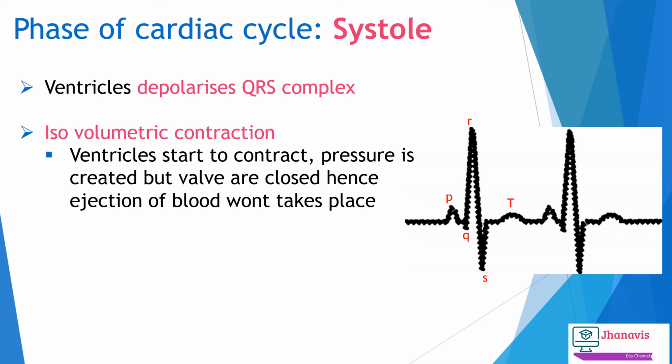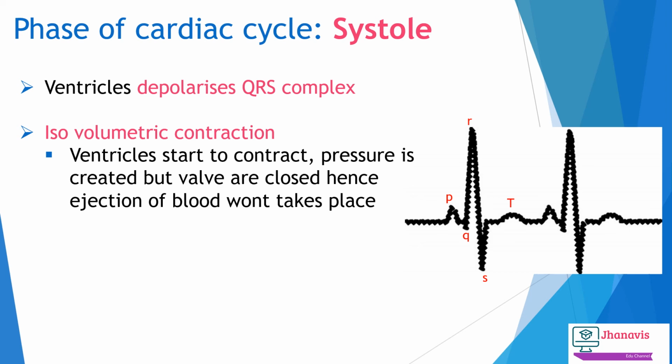I've said already in the systolic pressure, what will happen? A pressure difference is created. Before the pressure difference is created, we have to close that valve. That valve closing is done with the help of the ventricles. The ventricles start to contract, holding the valve in its position. This is called isovolumetric contraction.